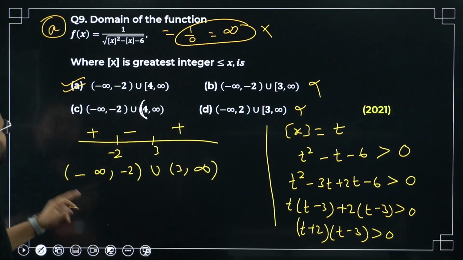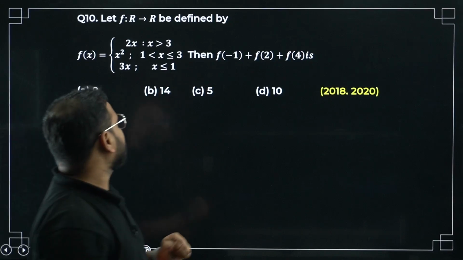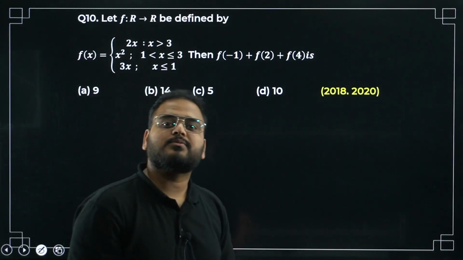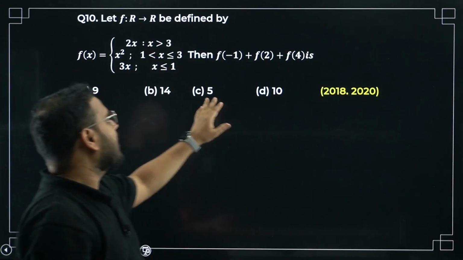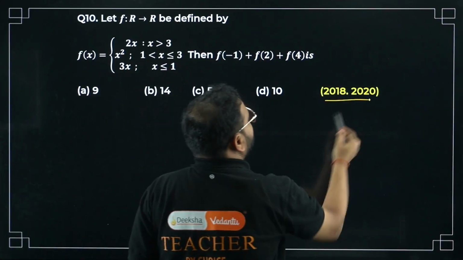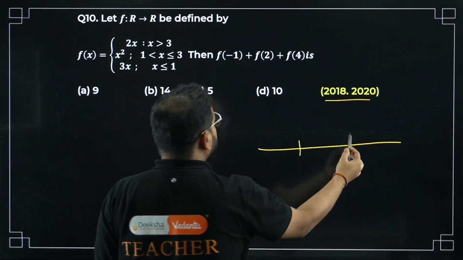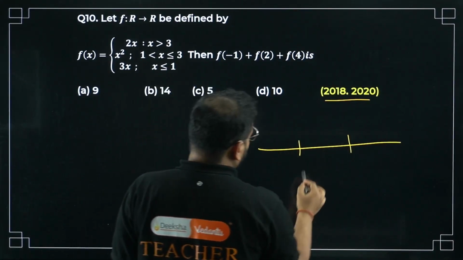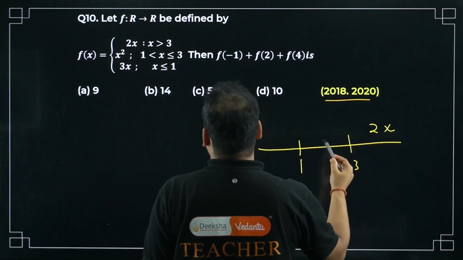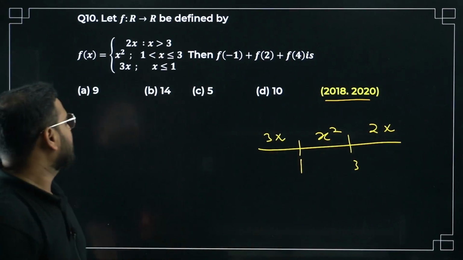Okay. Chaliye. Question number 10. Let function R to R be defined by, okay, can you do this question? Simply, I've done it right now. What was the way I did it? 18 and 20 they have asked, bacha. Check this out. Like this we have 2 branches again. 1 is there, 3 is there. After 3 I have the function defined as 2x. Here I have the function defined as x square. Here I have 3x. Okay, chaliye.